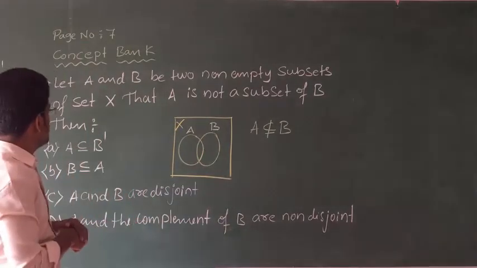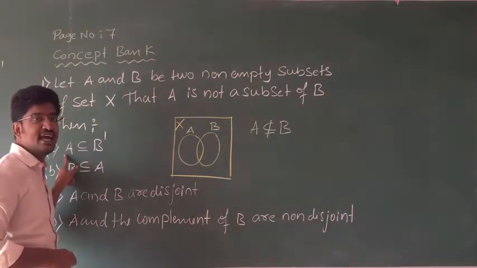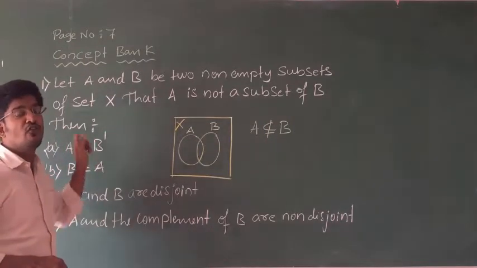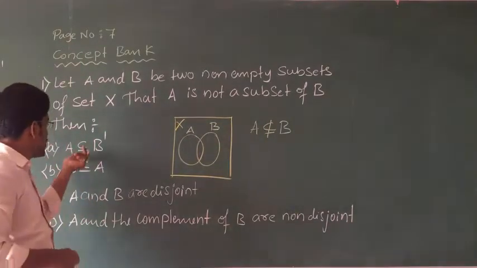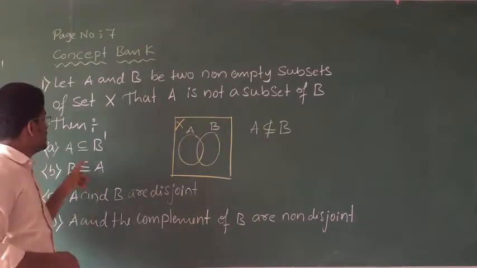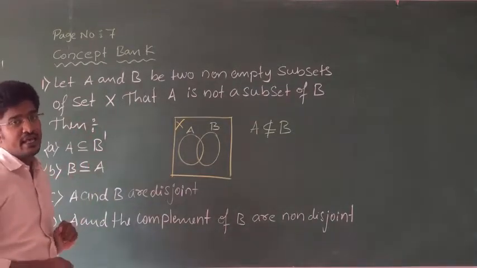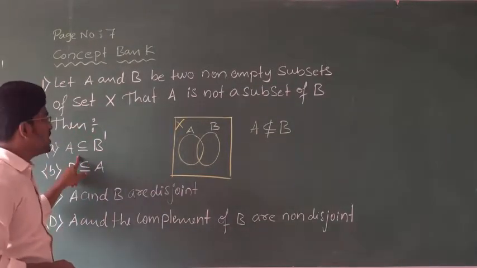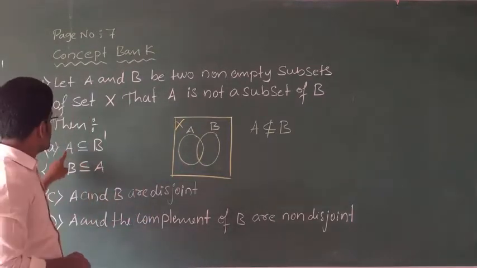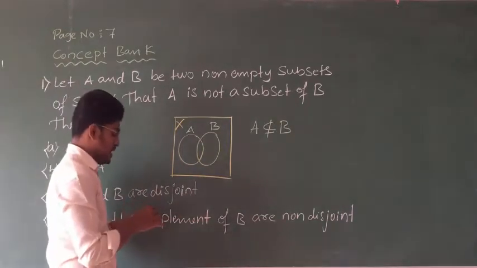Okay. So now let us see what the conditions are. See, your first option tells that A is a subset of the complement of B. I have written the logical words here. In your textbook, they have written in words. A is a subset of the complement of B, they are telling. Let us verify this with our example. What is the complement of B here?